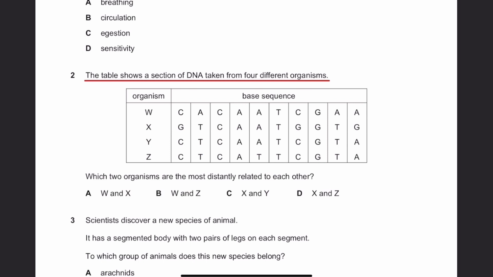So let's try to find out how many bases are in different places. So there's 1, 2, 3, 4, 5. So there are 5 differences between organism W and X. How about the others? So there are 1, 2, only 2 differences between W and Y.